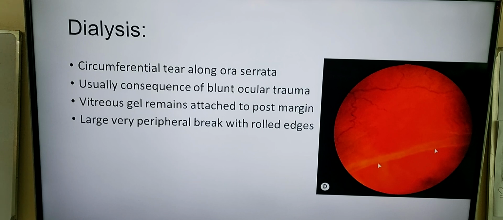Dialysis is a circumferential tear along the ora serrata. It is usually a consequence of blunt ocular trauma. The vitreous gel remains attached to the posterior margin, and there is a large, very peripheral break with rolled edges. Here are the rolled edges you can see.